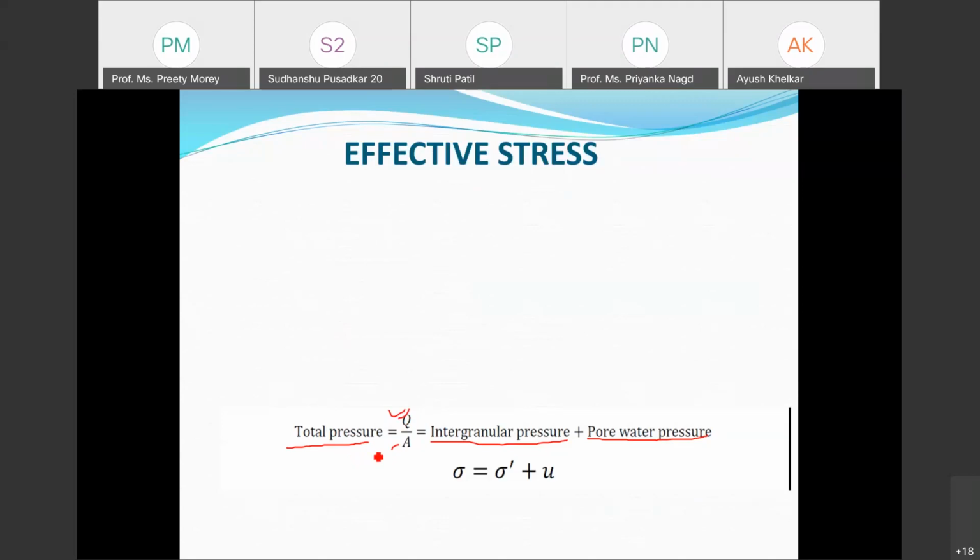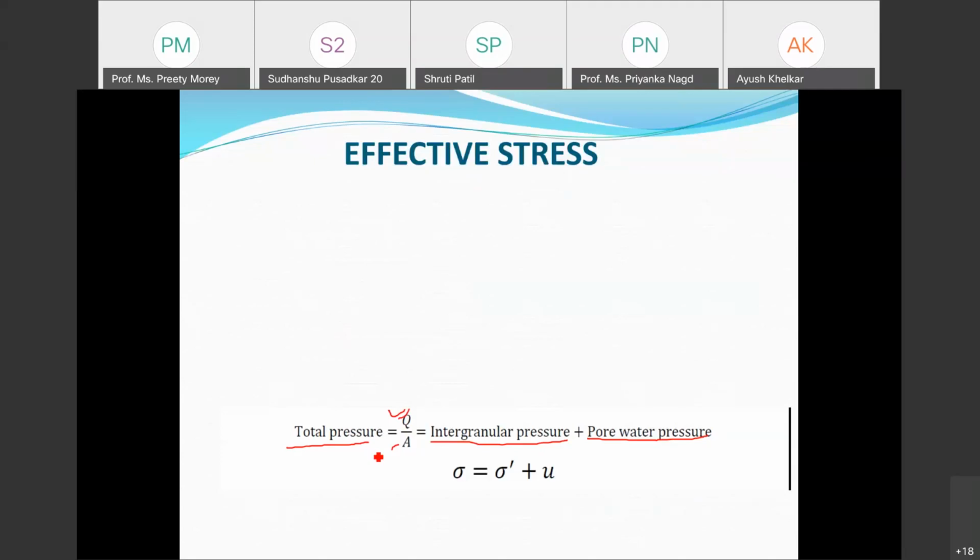Now, when these soil particles come in contact with each other, the pressure which is transmitted through the contact of the soil particles is intergranular pressure. And the water pressure within the voids, because the water present in the voids will be under certain pressure, we call that pore water pressure. Hence, your total stress becomes sigma dash plus U.